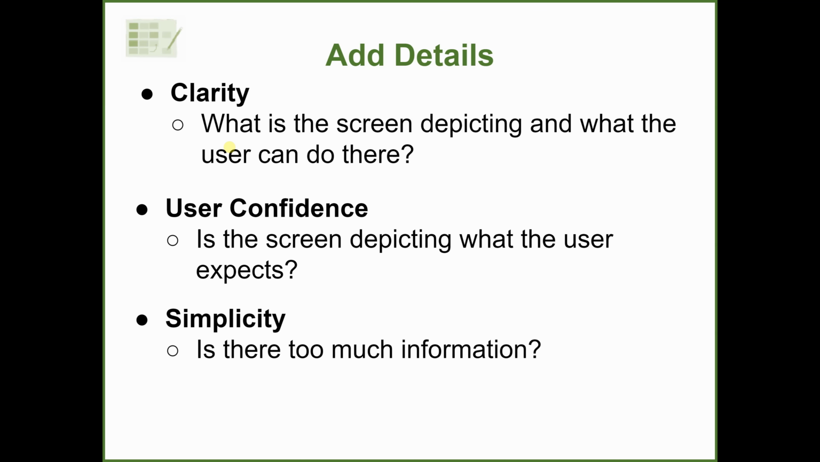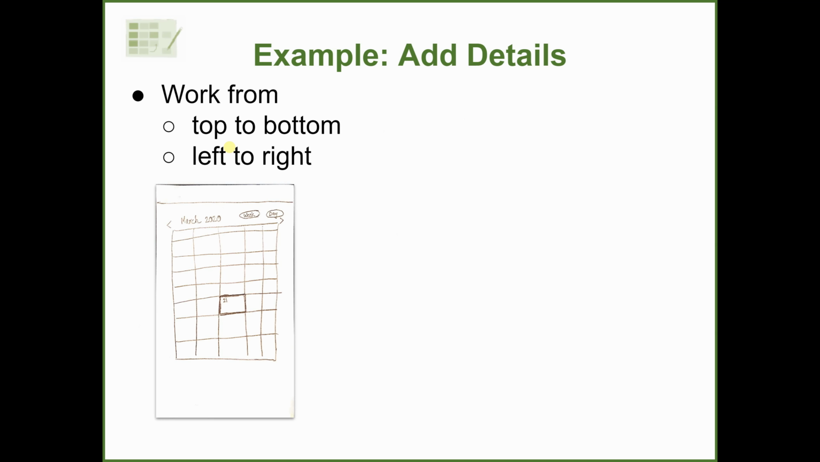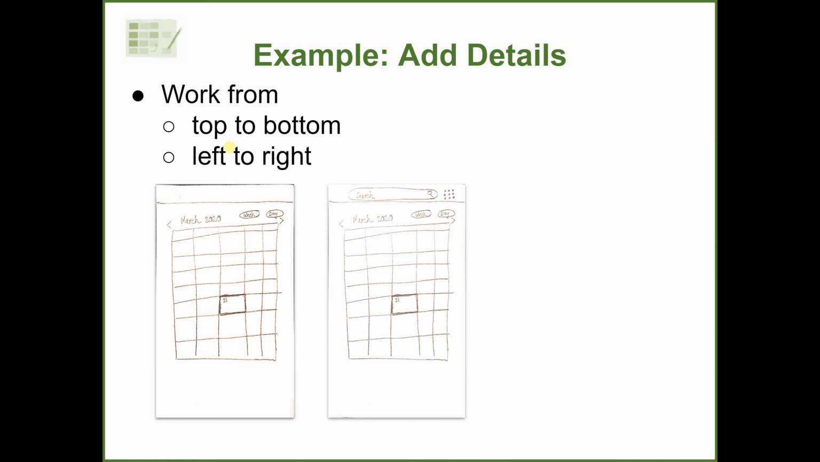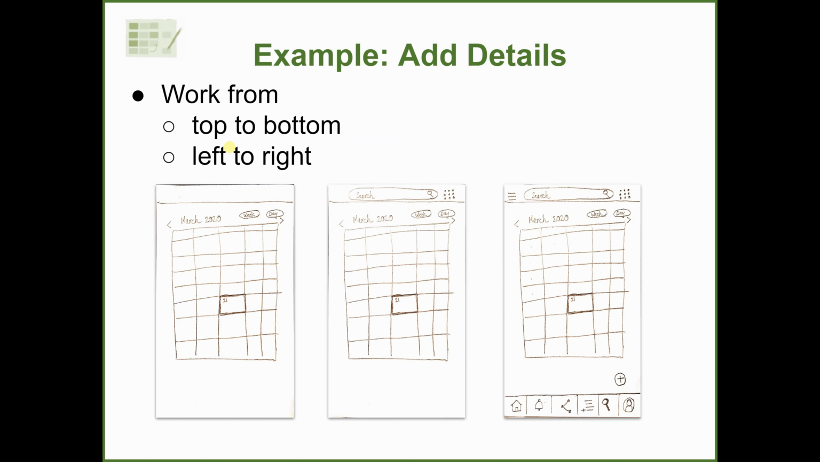to achieve their goals. The process of adding simplicity is typically achieved by working from top to bottom and then left to right. For the calendar example, I first added details at the top and then added some details at the bottom. Depending on the need, I might also have to add more details by starting from the left side and then moving on to the right side.